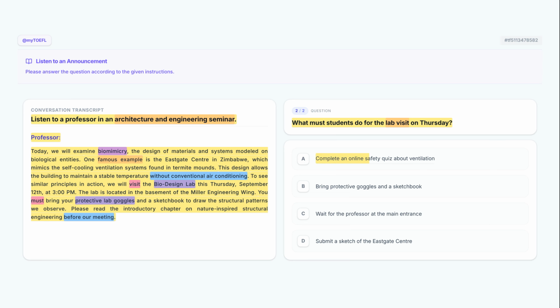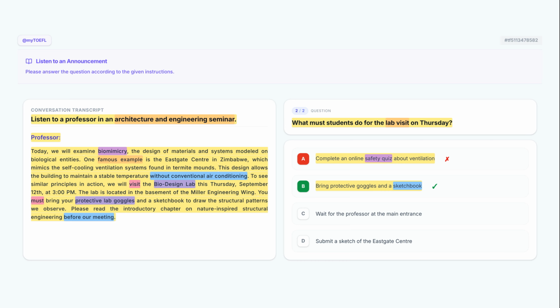Complete an online safety quiz about ventilation. The audio never mentioned a safety quiz, making this an incorrect addition not found in the text. Now, let's look at option B. Bring protective goggles and a sketchbook. This matches the professor's instruction to bring protective lab goggles and a sketchbook for the observation.